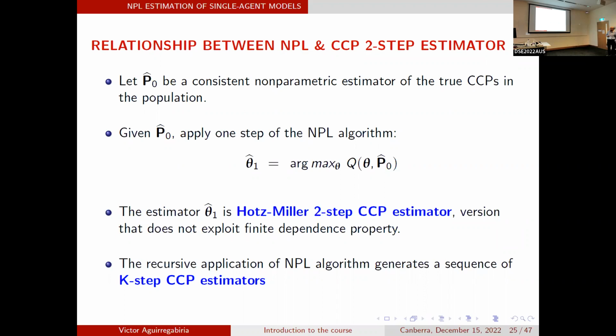Okay, and there is a paper by Kasahara and Shimotsu in Econometrica 2009 showing this type of result for single-agent models. This can sometimes be referred to as K-step CCP estimators or K-step nested pseudo likelihood estimation. But in that case, it is not necessarily a full solution method. That is, we are not necessarily going to iterate up to convergence. It's more a method whose main purpose is to reduce the finite sample bias of the two-step CCP estimate.